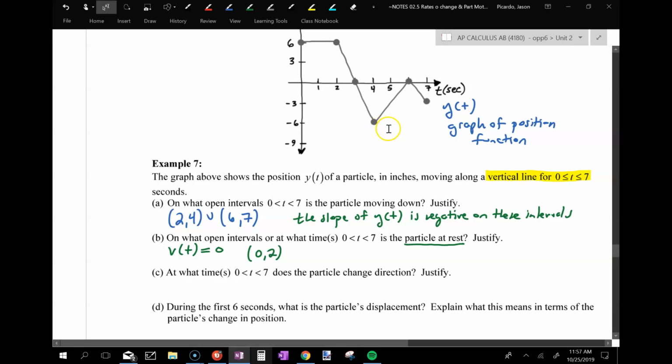Okay, so it's kind of weird. And what would I say now? I would say on what intervals is the particle at rest? So we said 0 to 2. Justify: the slope of y of t is 0 on this interval. All right. At what time does the particle change direction?